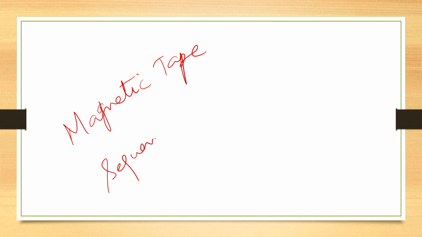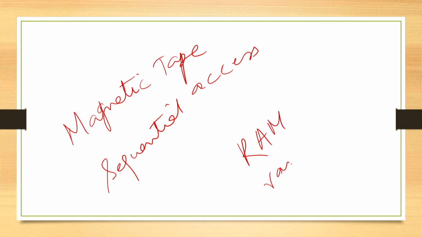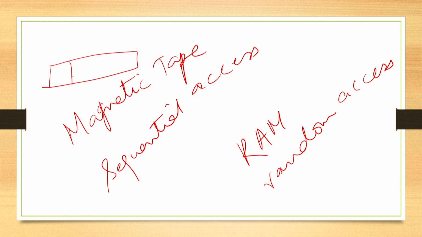So, magnetic tape uses sequential access, whereas RAM uses random access. It means what? If you want to get data in the case of a magnetic tape, placed here, and your head is here, then you have to move first here, then here, and then here to find it. Whereas in the case of RAM, that is random access, if you know the address, you can directly access the data stored at that place.